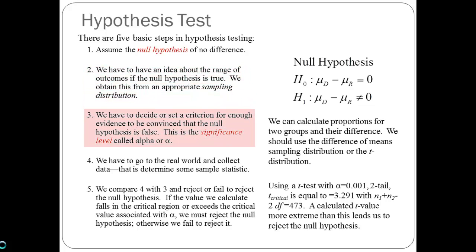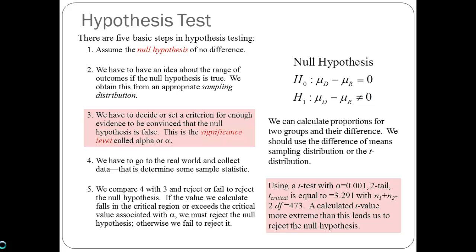Step number 3. How much evidence do I need to reject the null hypothesis? How big a difference is required to conclude that Democrats and Republicans hold different opinions about the death penalty? I'm going to use an alpha of 0.001, which pushes us way out into the tails of the distribution. The implication of this is that it's going to take a bigger difference to reject the null than if I'd used an alpha like 0.05 or 0.01.